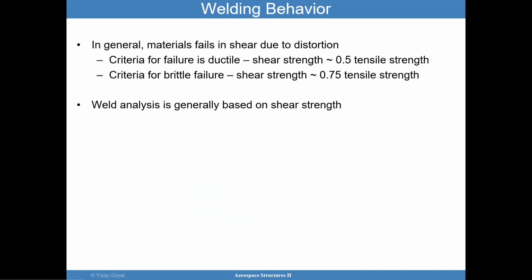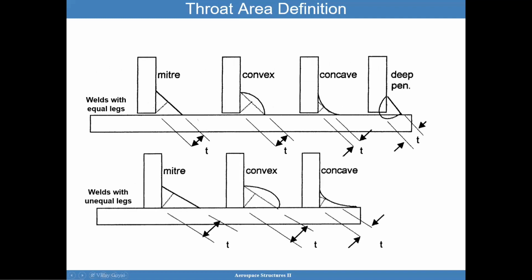In general, materials fail in shear due to distortion. So if the failure criterion is ductile, then it's going to be a shear strength of about half the tensile strength. And if it's brittle failure, it's going to be about 3/4 of the tensile strength. Weld analysis is typically based on using the shear strength criteria.